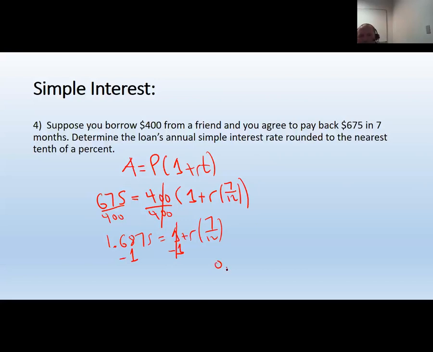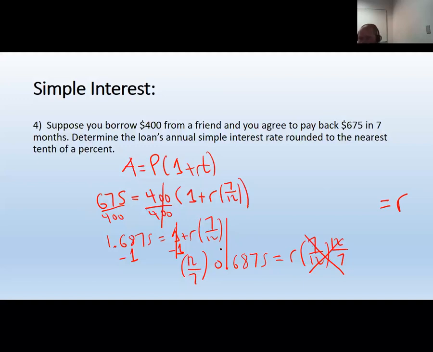And that gives us 0.6875 equals R times 7/12. But now if you're solving for R, if you want to cancel out the 7/12, which is a fraction, you actually want to multiply by the reciprocal of 7/12, which is 12/7. Multiplying a fraction by its reciprocal cancels it out, so you get R by itself. So you multiply by 12/7 on the other side. Over here, the 7's cancel, the 12's cancel, and you have R equal to 12/7 times 0.6875.